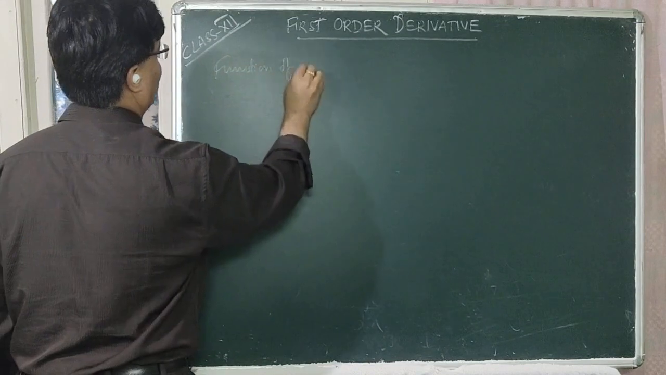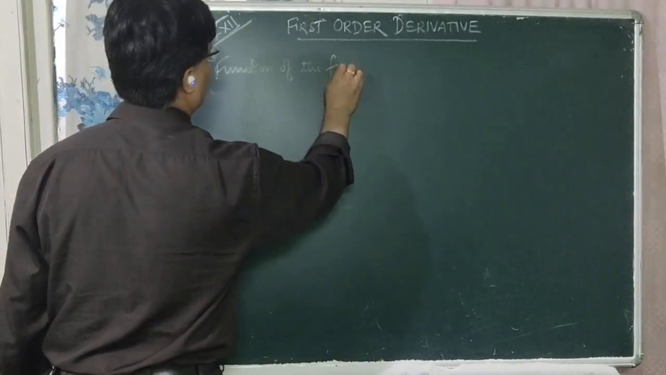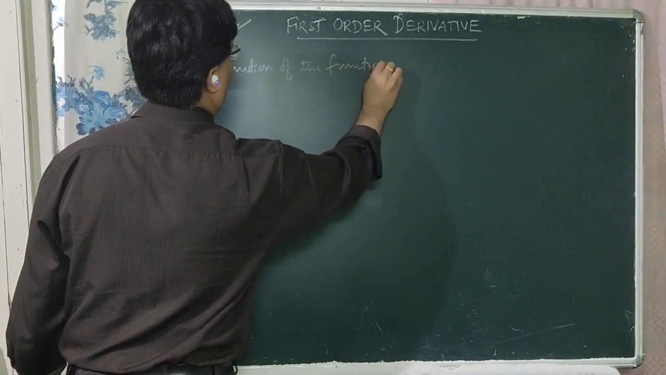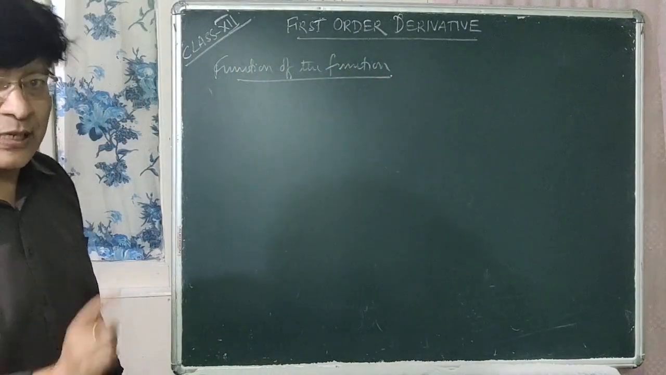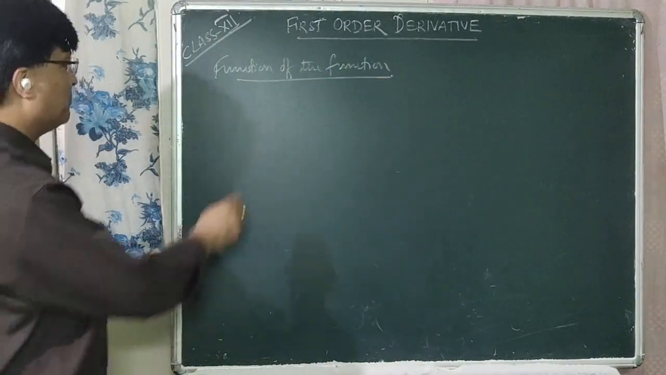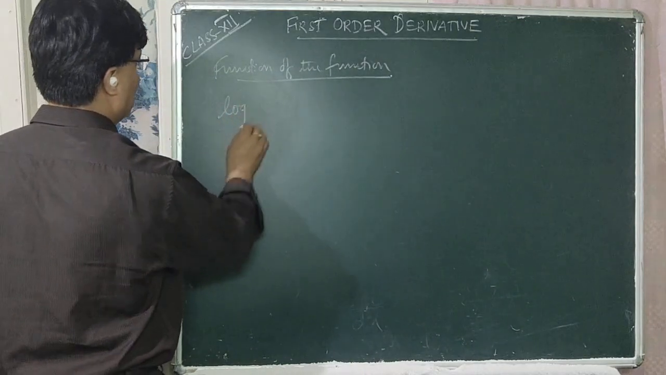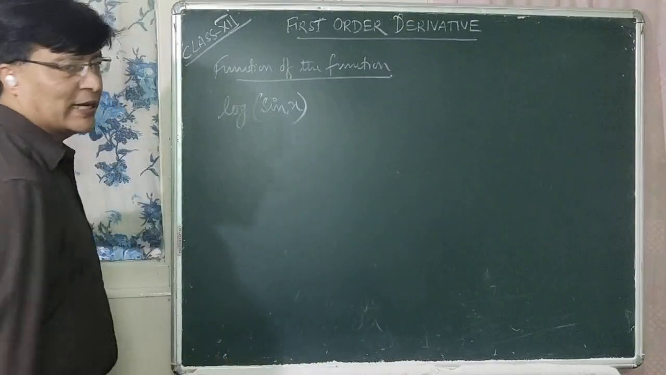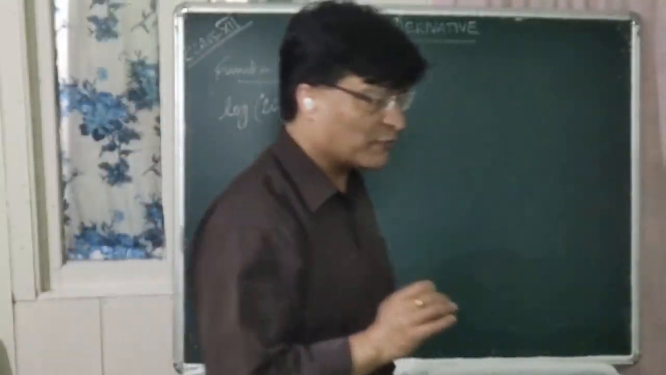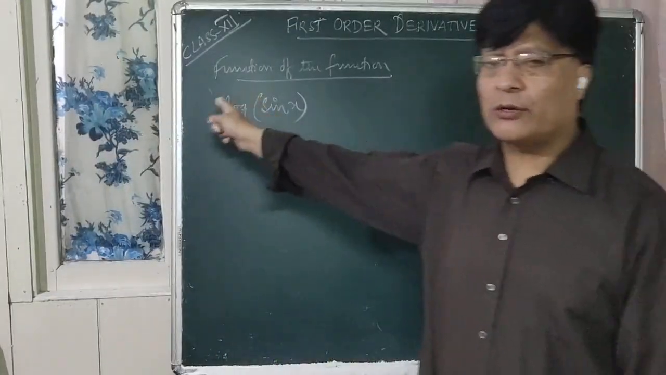Now, function of the function. What do you mean by function of the function? A function within a function is known as function of the function. Suppose you have log within bracket sin x. First of all, log is given, so it is a logarithmic function.